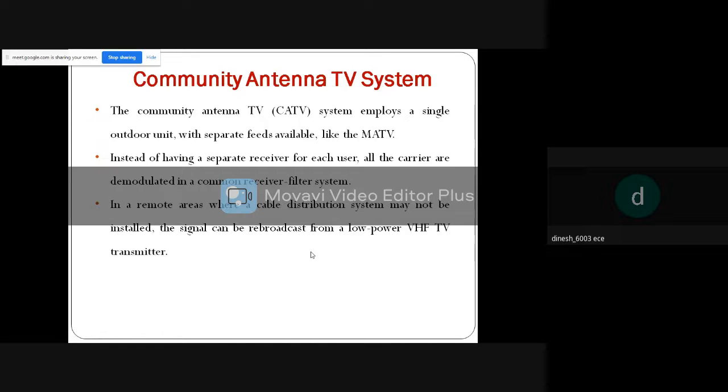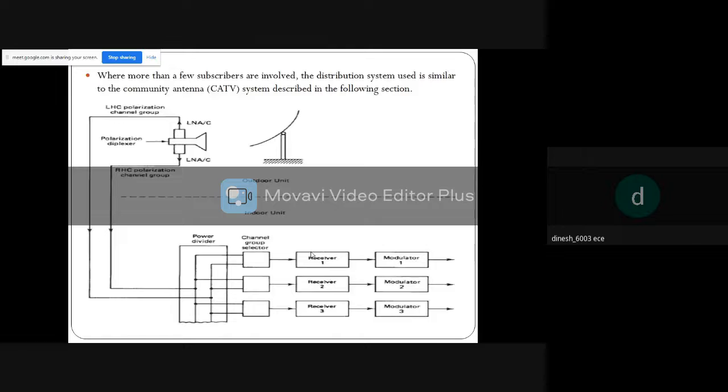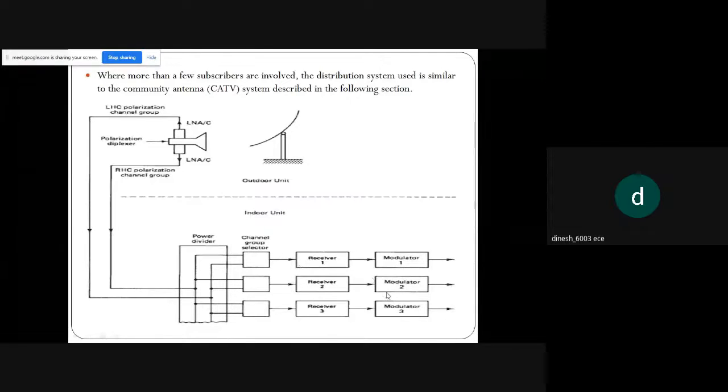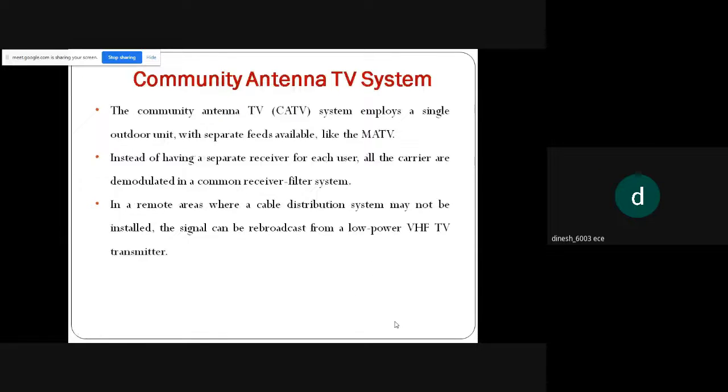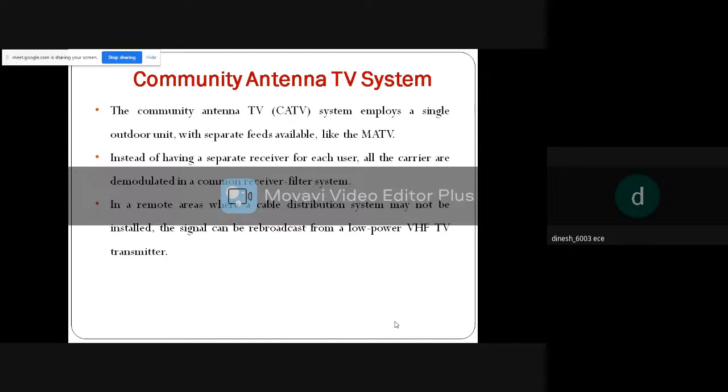Okay. So in MATV, we can see that we have different receivers. You can see receiver 1, 2, 3, 4, 5, 6, till 10 might be available. But in CATV, all the carriers would be fed to a single receiver.